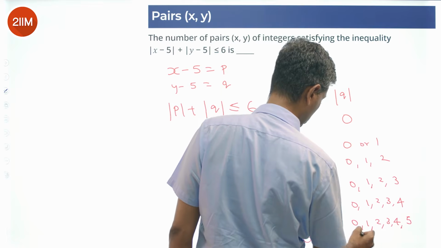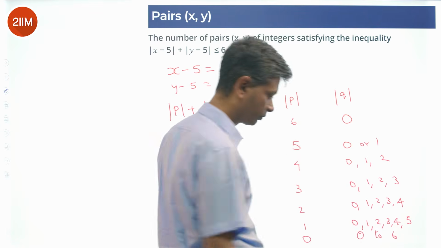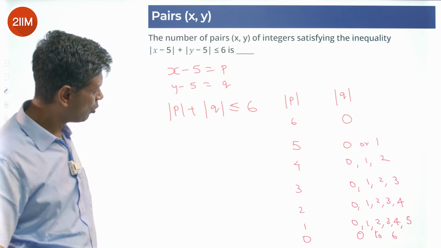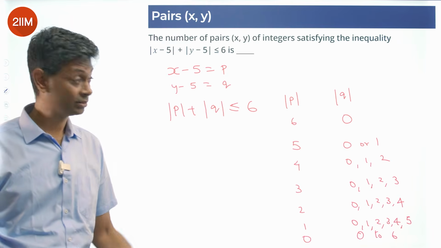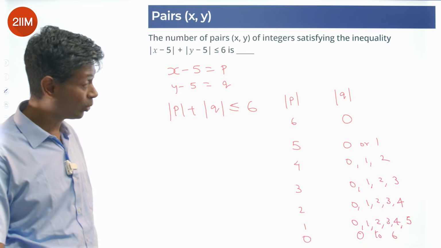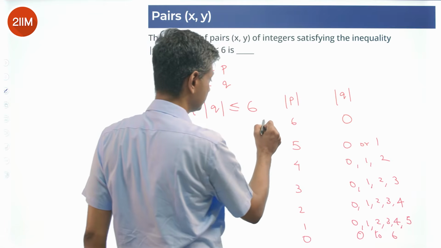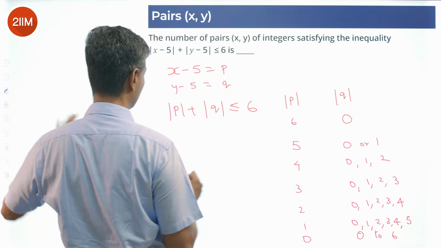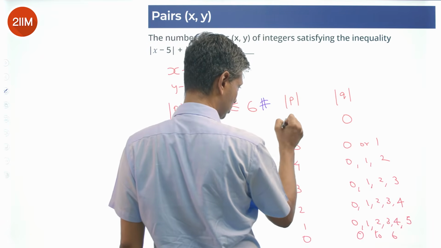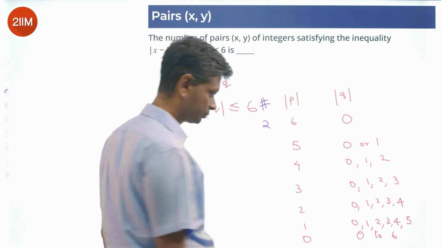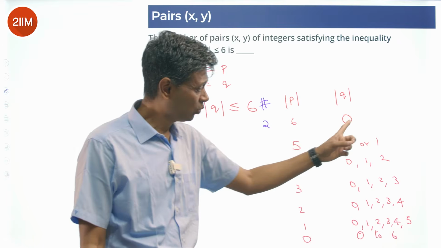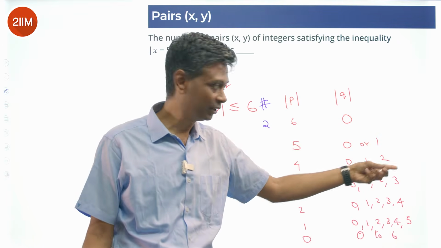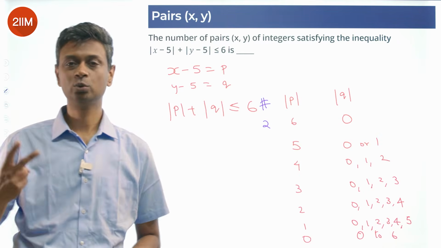This can be 0 to 6. Nice. Mod p, when it is 6, p is plus or minus 6. Q has to be 0. 2 solutions here. I want to think about the number of values very differently. Plus or minus 6, 0, 2 solutions. Then for mod p equal to 5, q can be 0, 1, minus 1, 3 values. Plus or minus 5, 2 values.